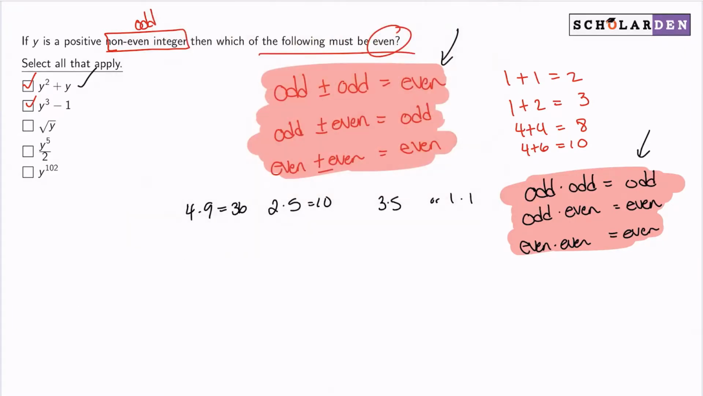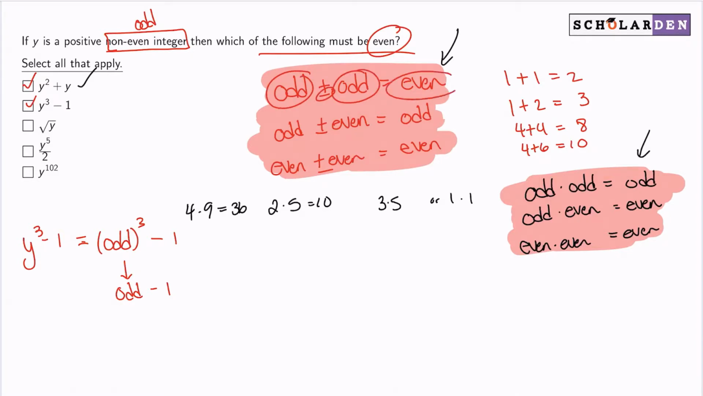I'm going to use this space here to get the second answer choice proven. So now we have y cubed minus 1. Again, this is the same thing as some odd number cubed. And again, that's just like saying an odd times an odd times an odd, which still results in an odd number. Now we have odd minus 1, or an odd minus an odd. That's going to result in an even number. I hope we can see that there. That's going to result in an even number.